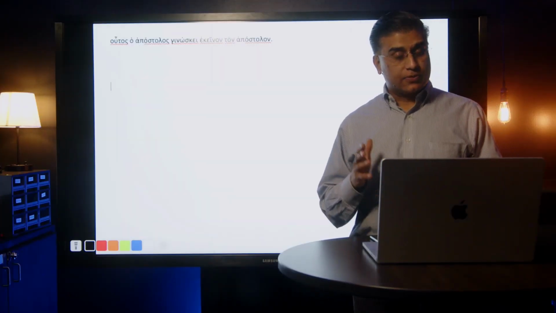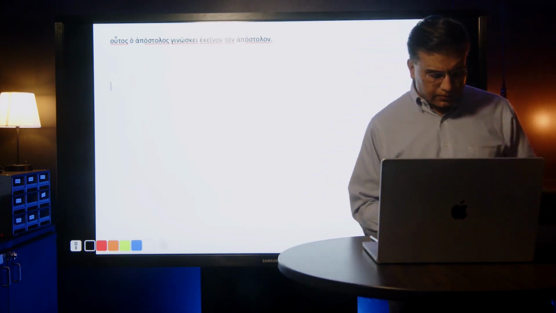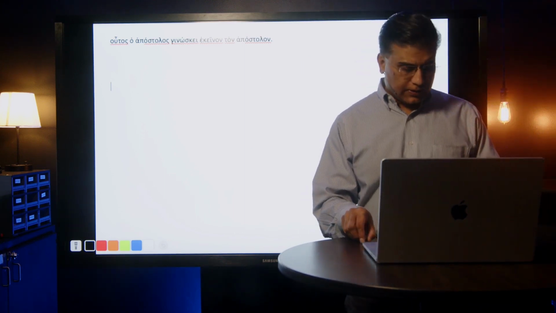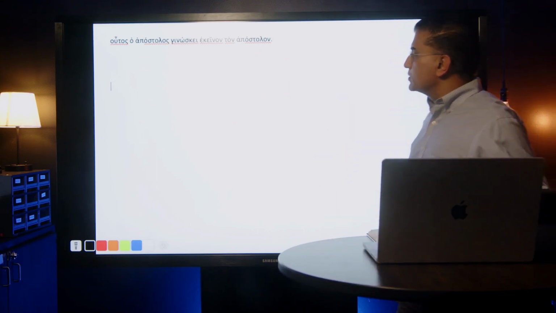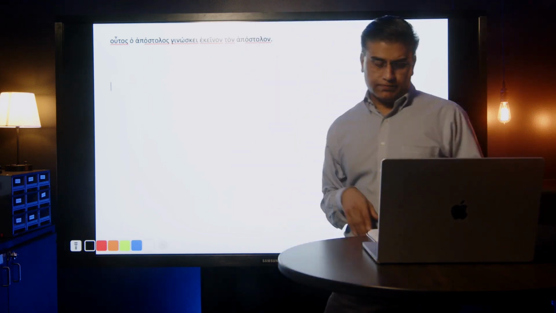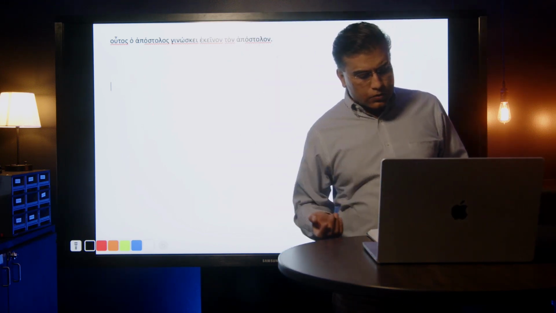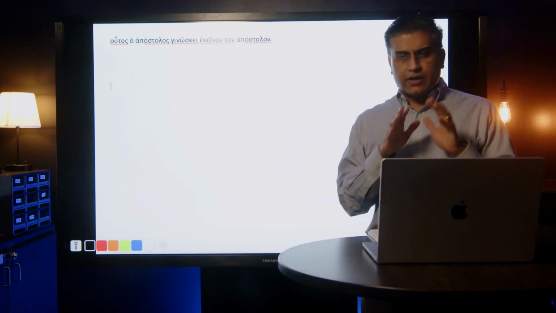Next, let's go to chapter 11. This is the chapter on demonstrative pronouns. Let's do 4 of these here. Let's start with the first one, which is Houtos ho apostolos ginōskei ekeinon ton apostolon. So, houtos ho apostolos.